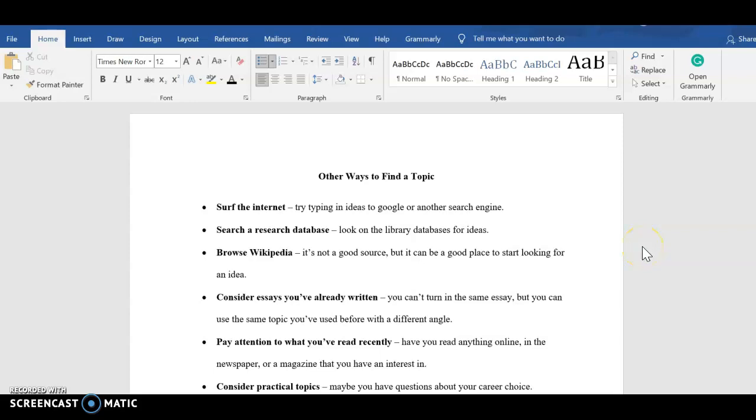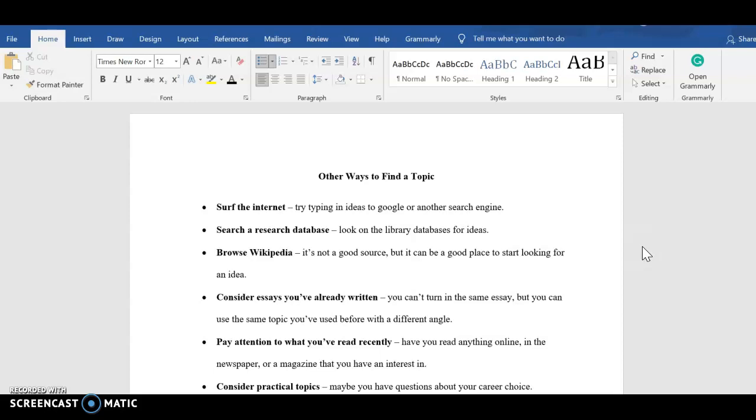For many, trying to figure out what the heck you're going to write about when it comes to research is sometimes troublesome, which is why we did that building an interest inventory, and hopefully that helped you out. But here's another list of other ways that you can find topic ideas as well.